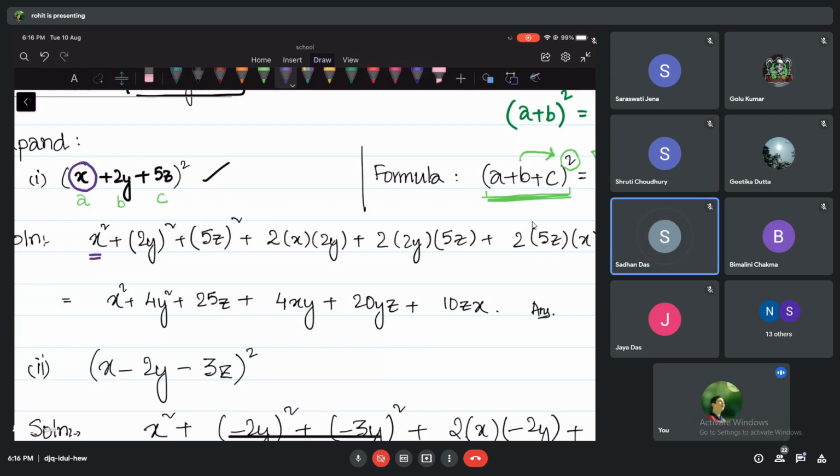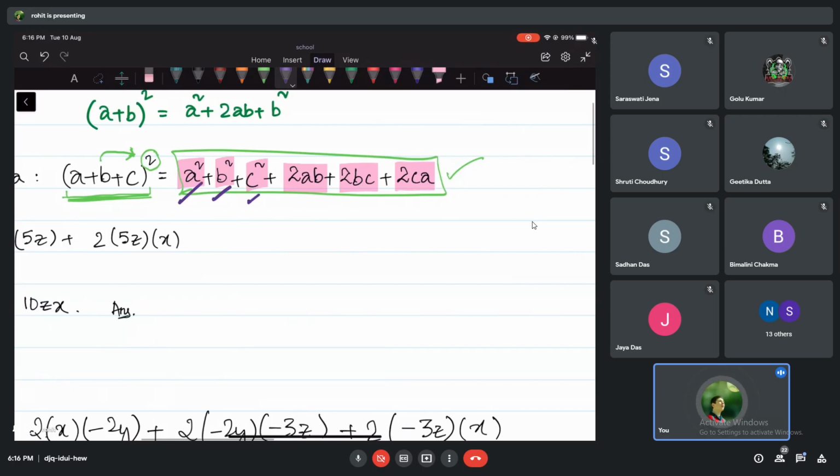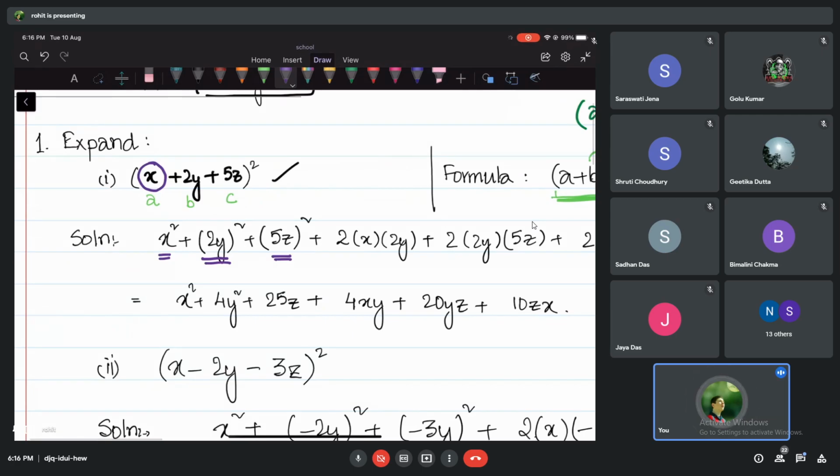Yes, sir. Then I must write what, guys? b square. Yes or no? Yes, sir. b square means 2y square. Then I must write c square. Yes or no? Yes. Because check, the formula is a square plus b square plus c square plus twice ab. So I have to write plus twice a and then b. So I have written that.